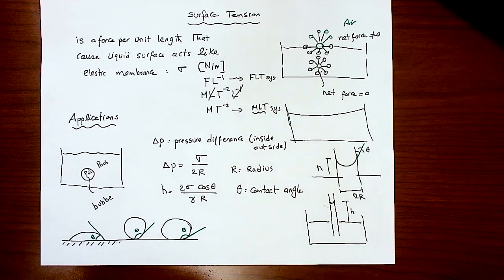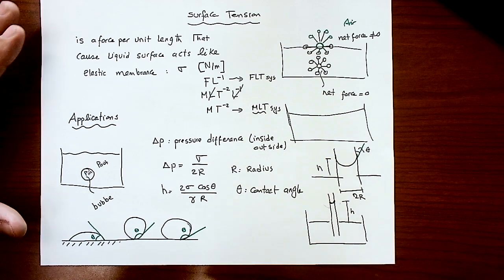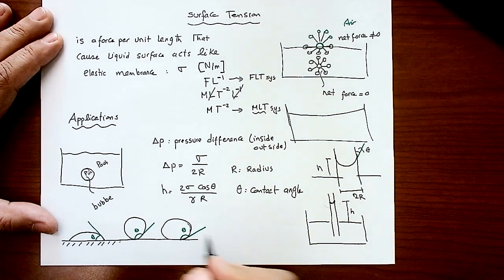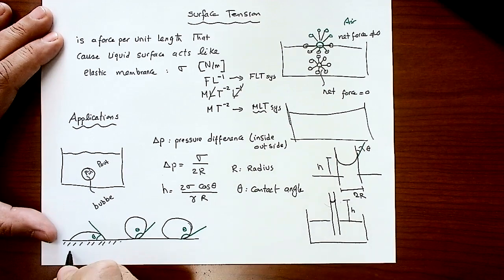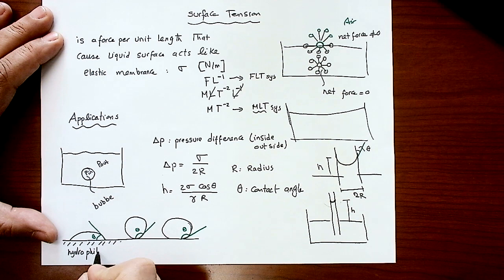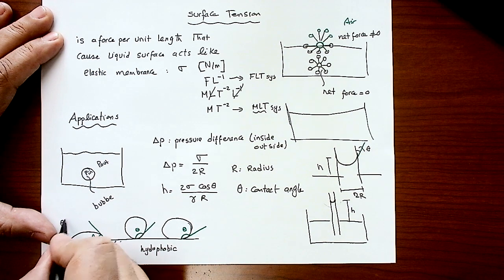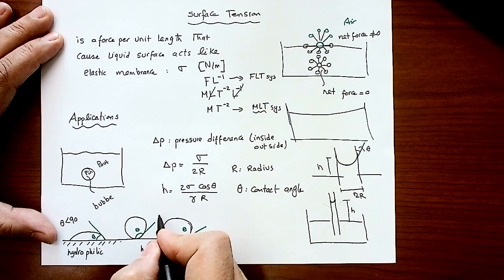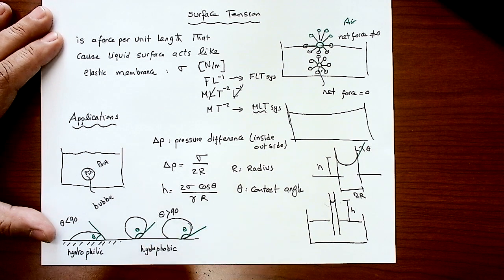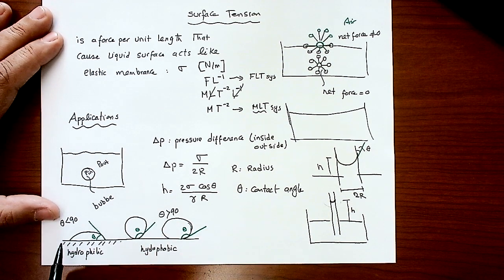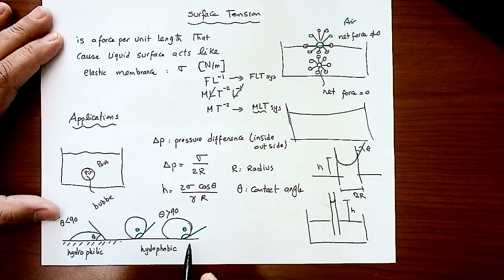Later on, maybe in high-level courses, this angle theta is what classifies the liquid to be hydrophilic or hydrophobic. Hydrophilic means your theta is less than 90 degrees. Hydrophobic means that your theta is greater than 90 degrees. If theta goes all the way down to 5 degrees, we call that super hydrophilic. If theta goes close to 150, 170 degrees, we call that super hydrophobic.